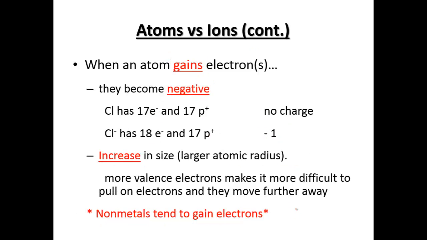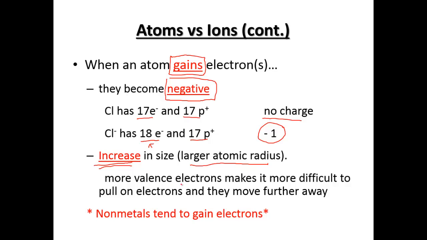From there, other atoms are going to gain electrons, and the ones that gain electrons become negative. For example, chlorine starts out with 17 protons and 17 electrons, so it has no charge. If it gains an electron, so it has 1 extra, it has an overall -1 charge. If you add an electron, it's going to increase the size, or make the atomic radius larger. More valence electrons makes it more difficult to pull on the electrons, and they move further away. Add this one in: nonmetals tend to gain electrons.